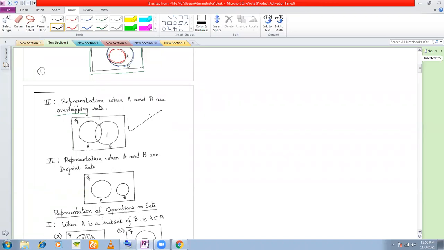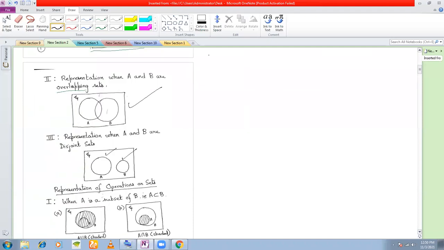And the third case is when two sets are disjoint. Nothing is common between them. So you will draw two isolated circles that have nothing in common. No area is common between the two circles. In this case, what do we say? A intersection B is equal to null set. And in the overlapping case, what do we say? A intersection B is not equal to a null set. Right? Did you understand? Or any question you have?